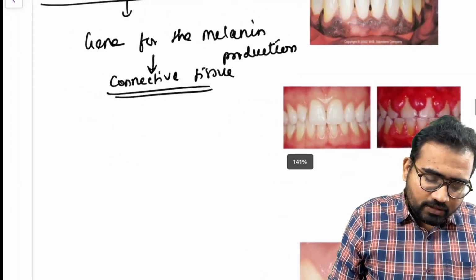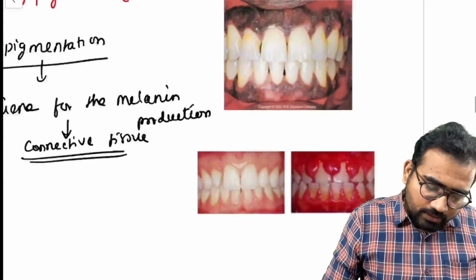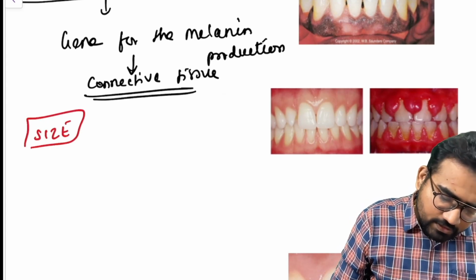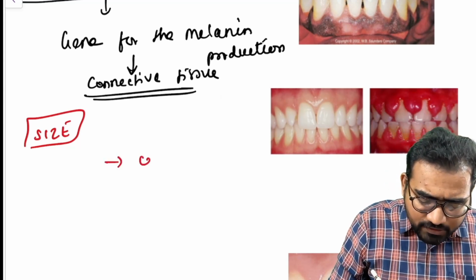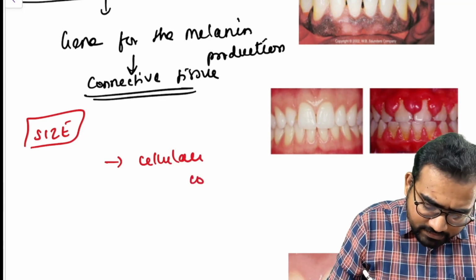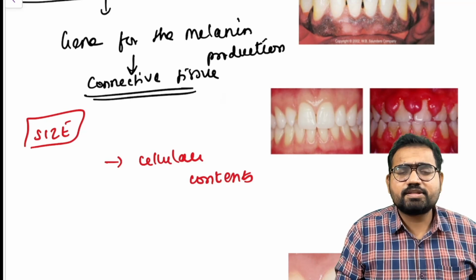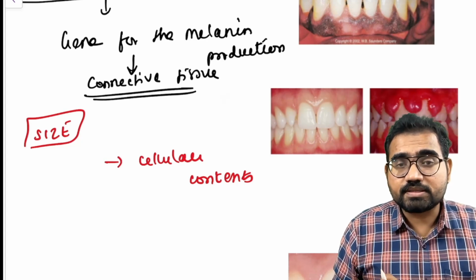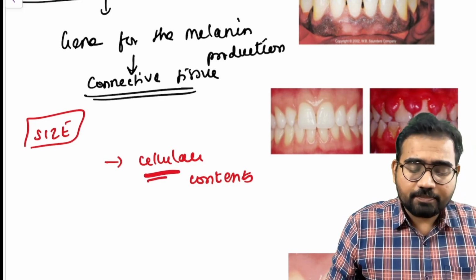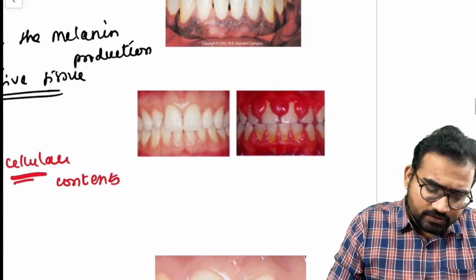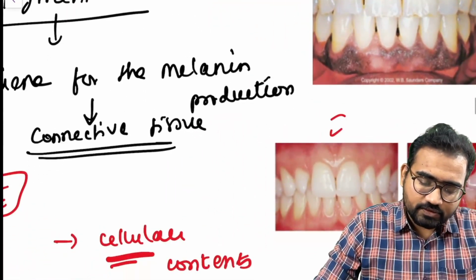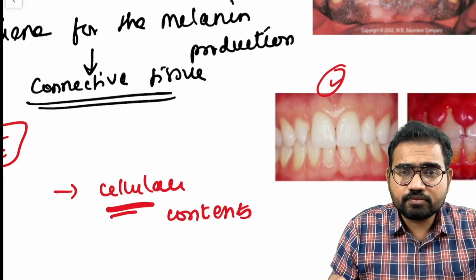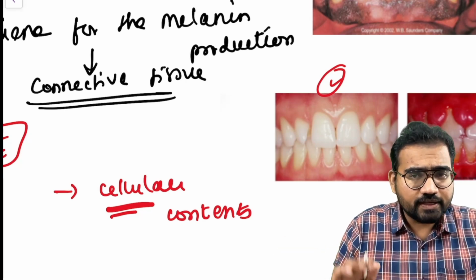Okay, now coming to the size. The size of the gingiva mainly depends upon the cellular contents. What do you mean by cellular contents? Cellular contents means predominantly the fibers and the cells. Say for example a patient comes to you with this gingiva, it's absolutely normal. So you rate it as normal, send the patient, and in case you need, you can do scaling and send.